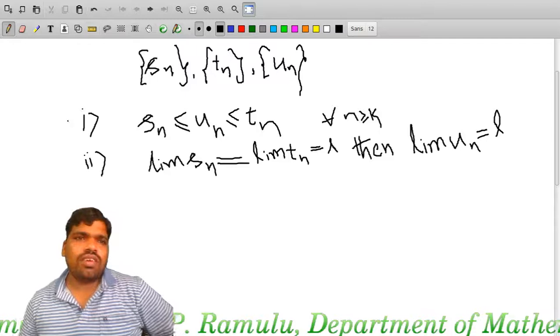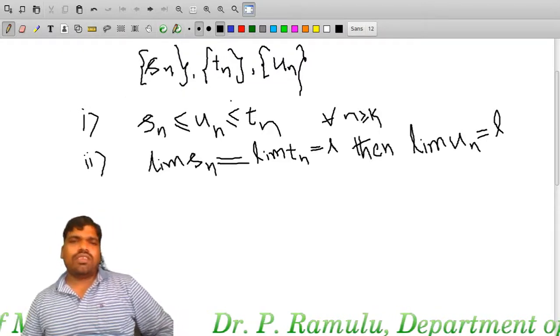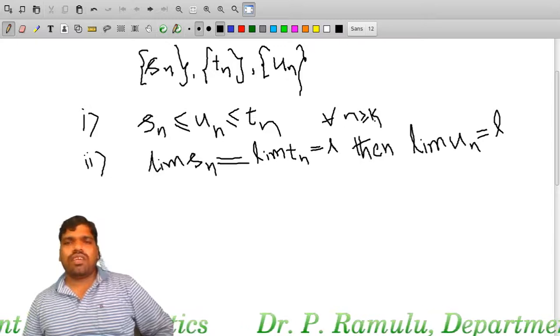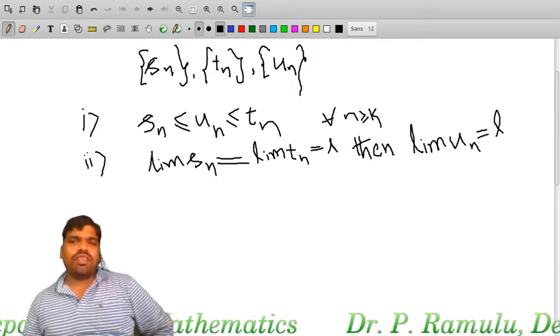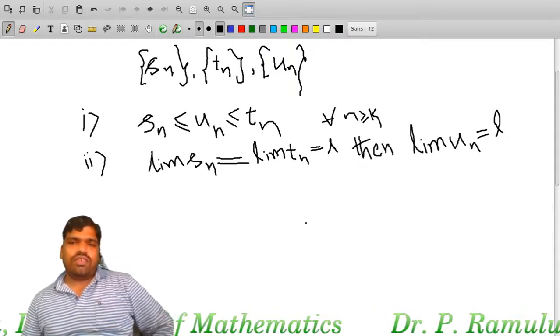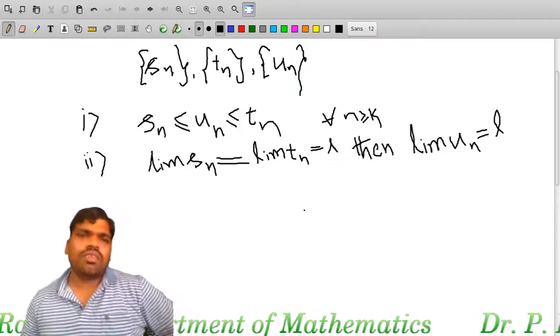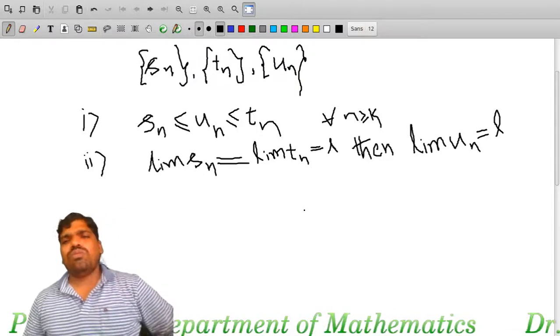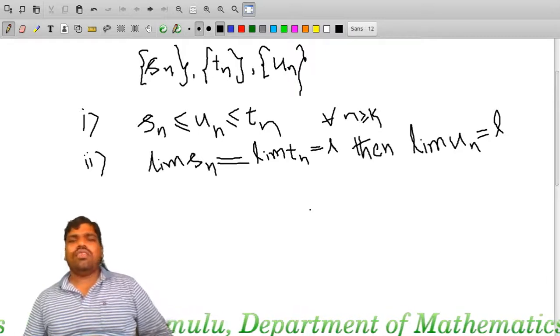So this is what I would like to say. Sn, Tn, Un are three sequences, Sn less than or equal to Un less than or equal to Tn for all n greater than or equal to k, which implies: if lim Sn equals lim Tn equals L, then lim Un equals L. So this is the statement of the theorem. The Squeeze theorem is also called the Sandwich theorem.